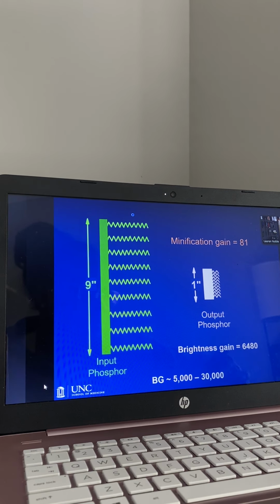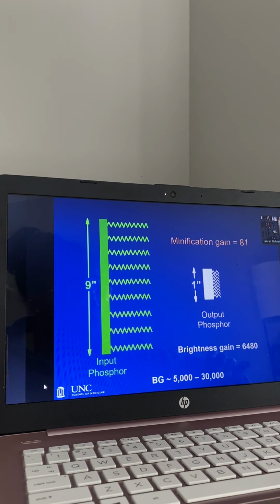This is minification gain. So here in this example, the input phosphor is 9 inches and our output phosphor is 1 inch. So how did I end up with a brightness gain of 6,480? Actually, I should start with minification. How did I end up with a minification gain of 81? What is minification comparing? What is it looking at? Diameter? It's looking at the diameter of the input and the output.